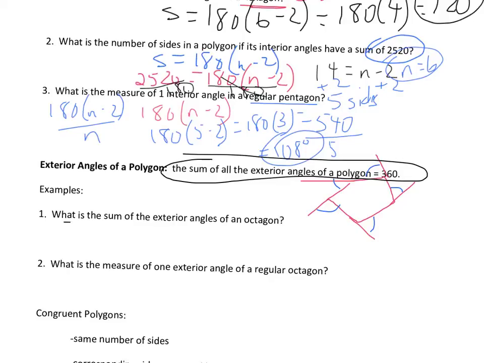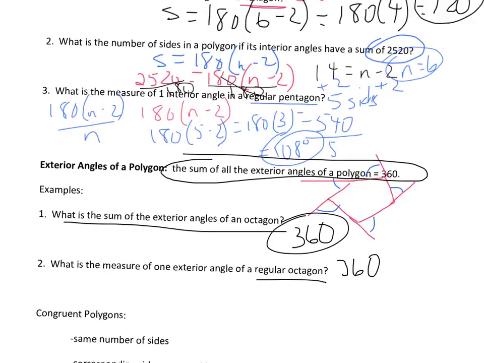So in question number 1, when we ask what's the sum of the exterior angles of an octagon, doesn't matter, it's 360. If it was a pentagon, it would be 360. If it was a hexagon, it would be 360. Any polygon. Now, if we're trying to find the measure of one exterior angle of a regular octagon, regular means they would all be the same. It's an octagon, it's got 8 sides, so we're going to take 360 and divide it by how many exterior angles there would be, which would be 8, so 360 divided by 8 would be 45. So that means each of the exterior angles would be 45 degrees.